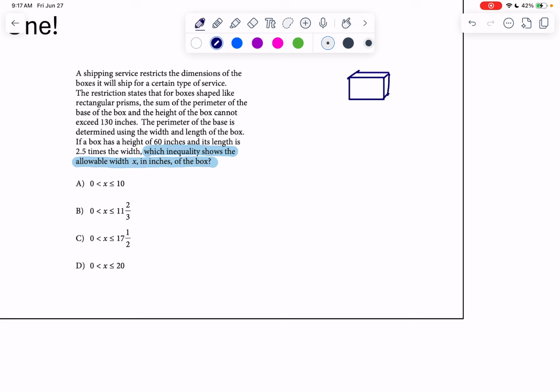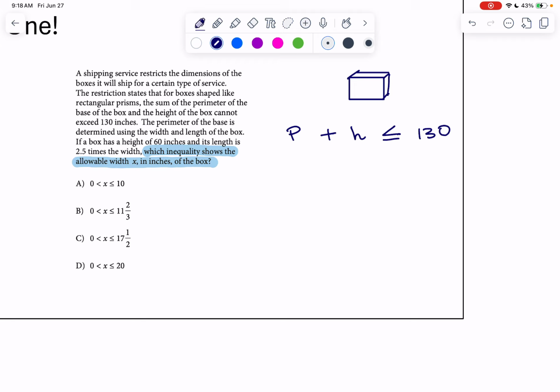The sum, okay, so sum means I'm adding, plus, of the perimeter of the base of the box. So I'm going to call that P, the perimeter of the base of the box. And what am I adding it to? The height of the box. It cannot exceed 130 inches. Cannot exceed means it can't go above. So the sum of the perimeter of the base of the box and the height of the box has to be less than or equal to 130. Cannot exceed, cannot go above, so it must be smaller than.